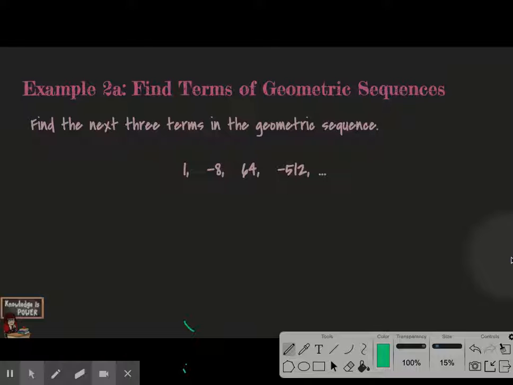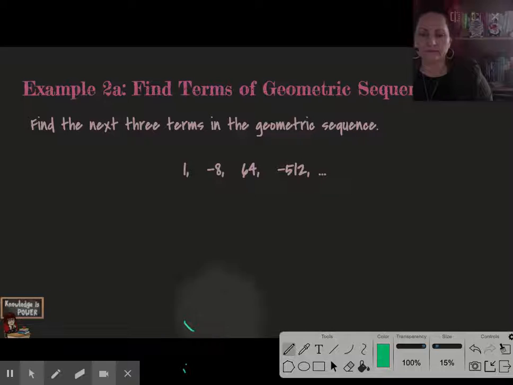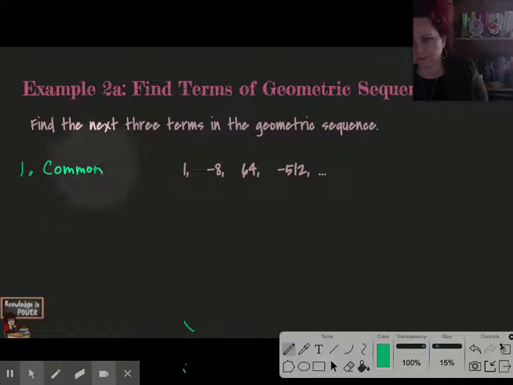Find the next 3 terms in this geometric sequence. Okay. So, step 1 is find your common ratio. Identify the common ratio. Step 2, multiply by the common ratio.